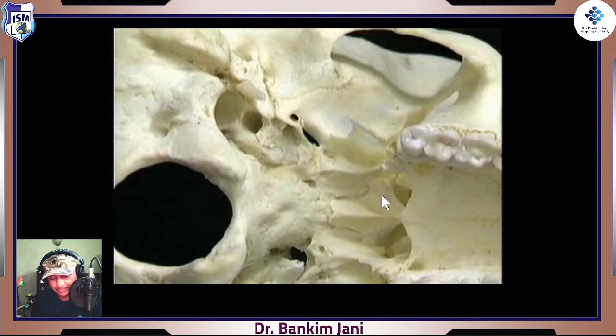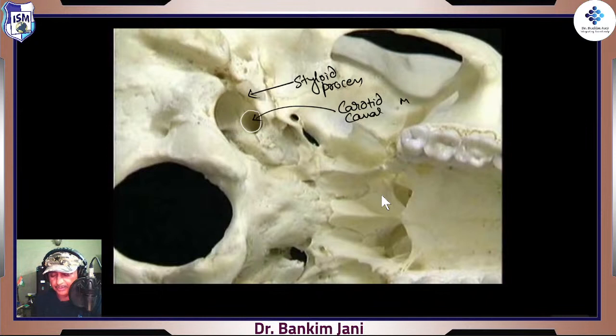Now, where is the location of this one? Just medial to styloid process, right? So that is the styloid process, that is foramen magnum. So that is the medial side, and this is the carotid canal, which is medial to styloid process, right?